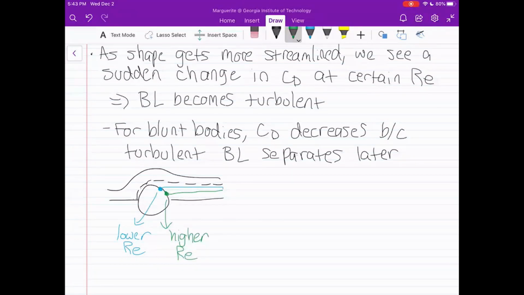And so now, if you remember, we talked about that pressure distribution and how because it separates, it causes a huge differential between the front and the back of how much pressure is being applied. But now at the higher Reynolds number, that pressure difference becomes smaller because the separation region becomes smaller. And then that will give you a lower drag coefficient.